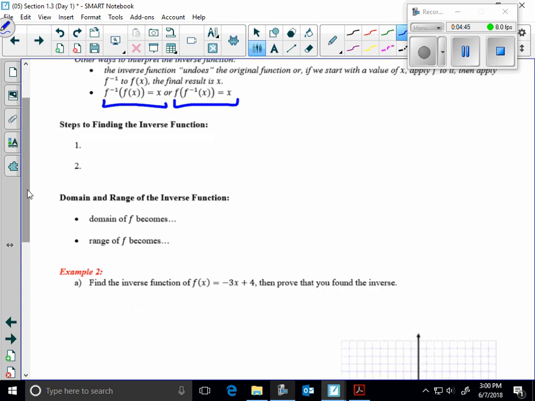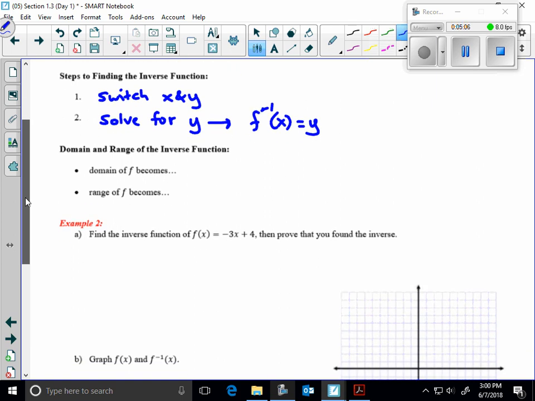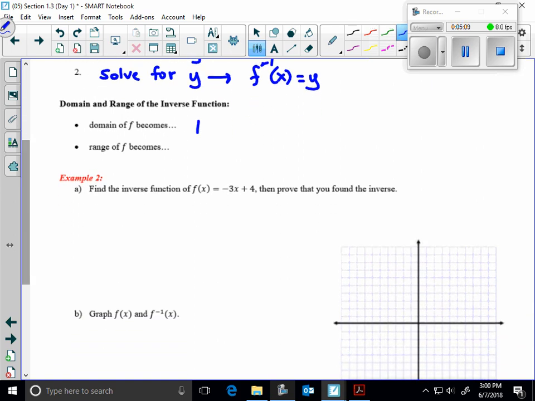All right, steps to finding the inverse. What I always do is I switch x and y, and then solve for y. And this will get you your inverse. Okay? So something cool about inverses is that the domain of f becomes the range of the inverse, and the range of f becomes the domain of the inverse, which you can use to your advantage later on.